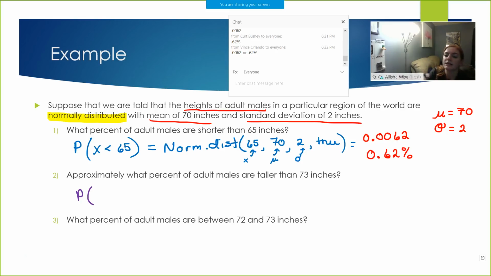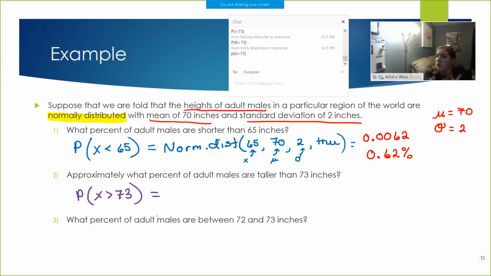The symbols are right next to your shift key, on the right-hand side of your keyboard. The less than and greater than symbols. Perfect. Very good. Greater than 73. So we need to find the probability that x is greater than 73. We want to put x in there to remind ourselves that x is our adult male that we're talking about. X is our variable, our normally distributed adult male that we want to find the height of.